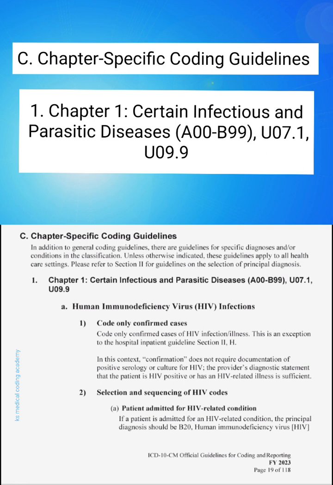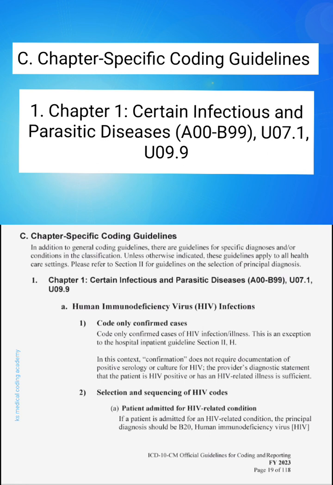A00-B99, U07.1, U09.9. A. Human immunodeficiency virus, HIV, infections. 1. Code only confirmed cases. Code only confirmed cases of HIV infection/illness. This is an exception to the Hospital Inpatient Guidelines Section 2, H. In this context, confirmation does not require documentation of positive serology or culture for HIV. The provider's diagnostic statement that the patient is HIV positive or has an HIV-related illness is sufficient.